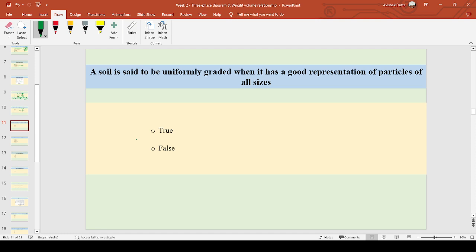Can you tell me why it is a bad soil? Why is uniformly graded soil called poorly graded soil? Because all particles are the same size, the voids would not be filled by other particles. Yes, very good. Because of the same sizes, the voids will not be filled up. There will be a lack of interlocking force because the particle sizes are the same. So well graded soil has a good representation of particles of all sizes, not uniformly graded soil. Okay, so this is false. Next question.